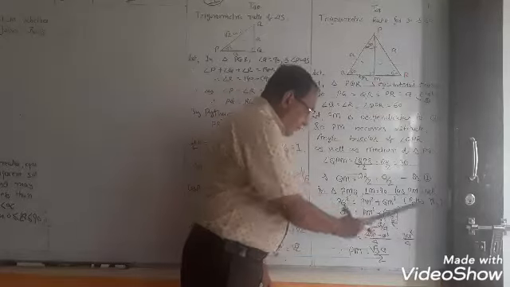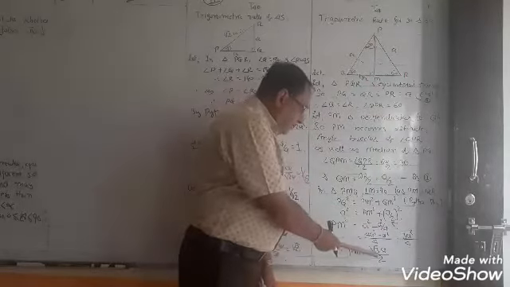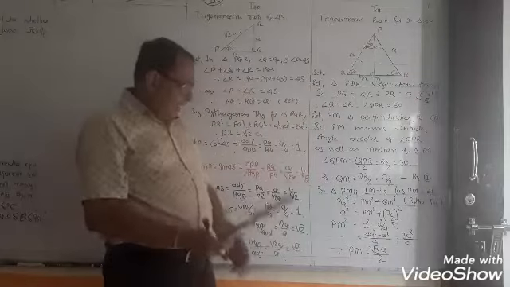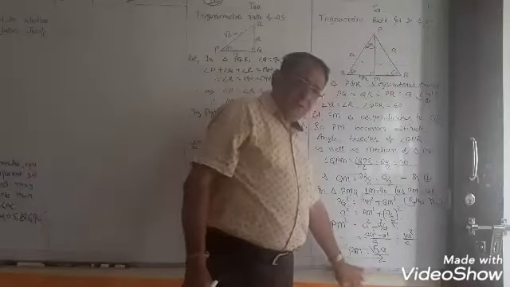So PM square is equal to A square minus A square upon 4, LCM 4, that is 3 A square upon 4. Therefore PM is equal to root 3 A upon 2. Right? Did you understand?